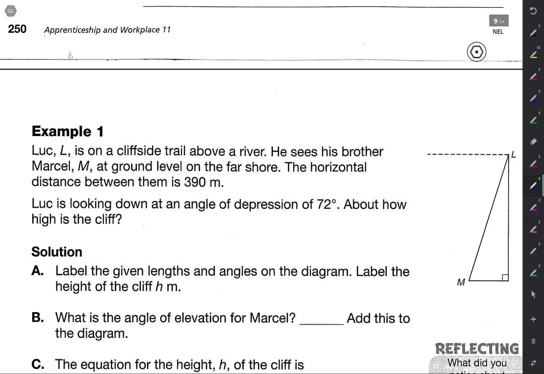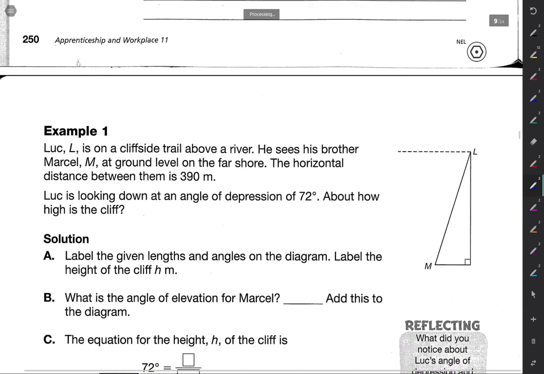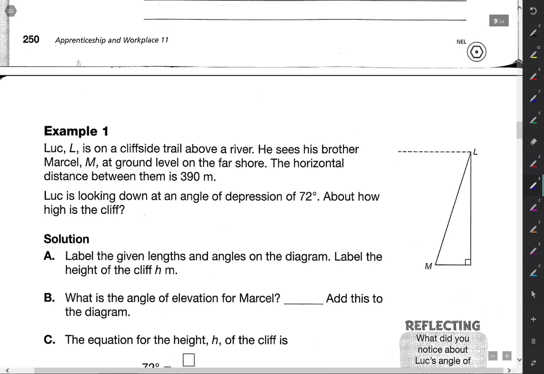We're going to start off by labeling the diagram that they gave us off to the side. Let's start by labeling the height of the cliff H, or they put H meters. The height of the cliff would be on this side, so that would be H, and they put H meters there, so you could put a little M if you want. And then we're also going to label that angle of depression. It says Luke is looking down at an angle of depression, so Luke is the L, and remember, we're going to look straight outwards and then downwards for that angle of depression. The angle of depression in here would be 72 degrees.